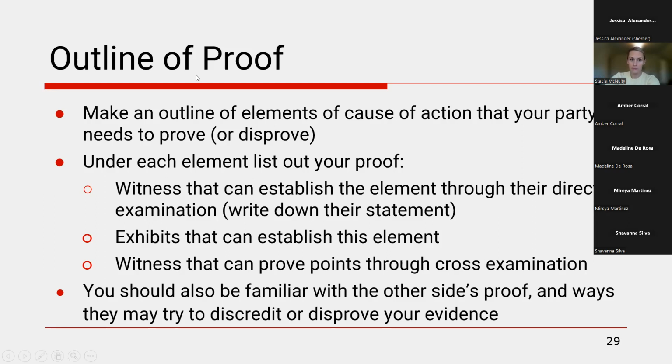So I like to, under each element, write down witnesses that can establish this element, and then exhibits, and then witnesses that can establish this element through cross. So like we talked about before with Ariel, on cross, I can establish that she accepted the offer and signed the scroll. So that would be great. I would, of course, ask Ursula about it, and I would use the exhibit, the scroll, but then I would also want to revisit it with Ariel during cross.